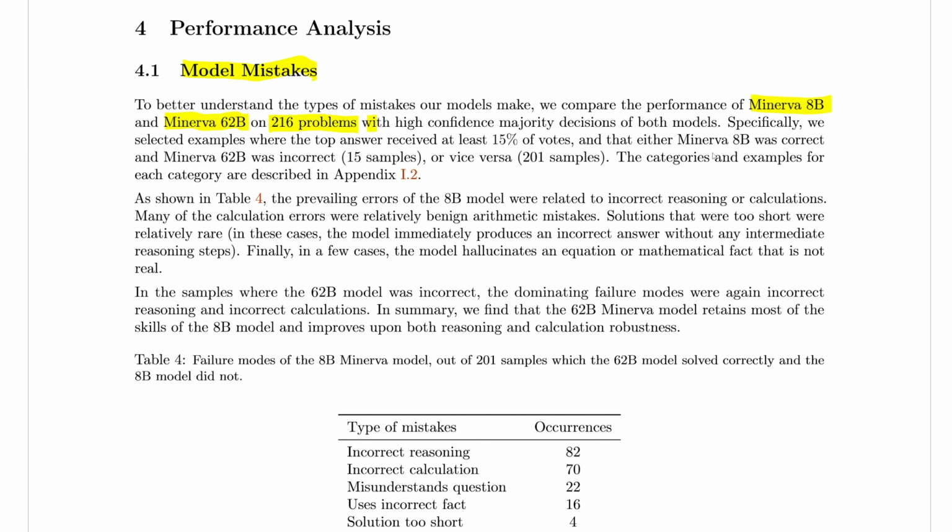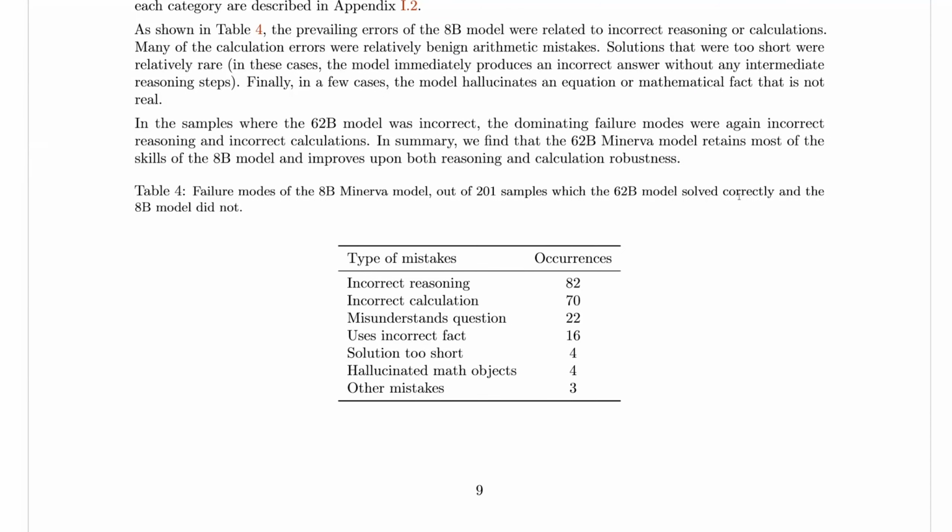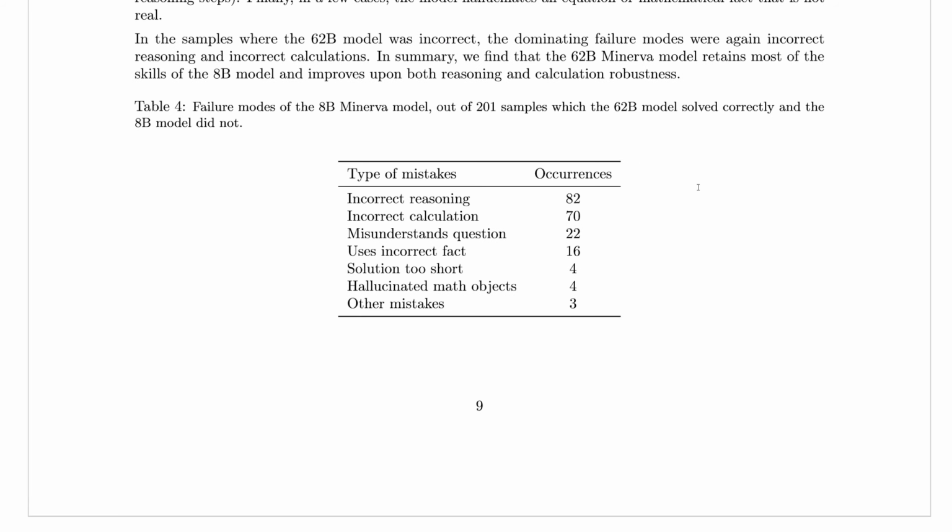They do this with high confidence majority decisions on both models. So they look specifically at problems where the models were very confident that they had the right answers, but the smaller model was wrong, while the bigger model was correct. Why might this be interesting? Well, it shows us what scale could potentially help with, right? It shows us that as we scale up the model, these are some of the issues that the scaling is helping with. So the biggest one is incorrect reasoning, then incorrect calculation, then misunderstanding a question, use of incorrect facts, solutions that are too short, hallucination of math objects.